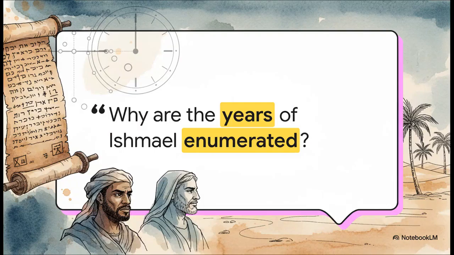And this is the question that just cracks the whole mystery wide open. Rashi comes along and asks something so simple, but so profound. Why are the years of Ishmael enumerated? I mean, why bother telling us his exact age? Why this specific number? And suddenly, with that one question, our whole perspective has to shift. We're not just reading a list anymore, we're investigators trying to figure out what the author was trying to do.